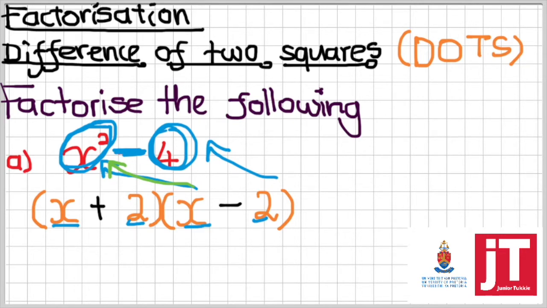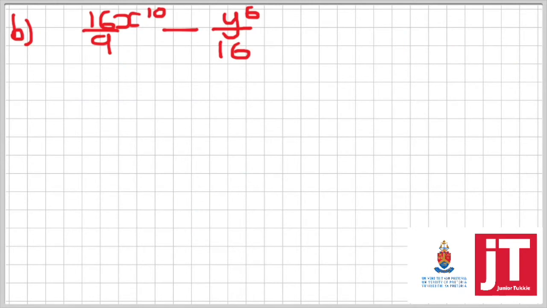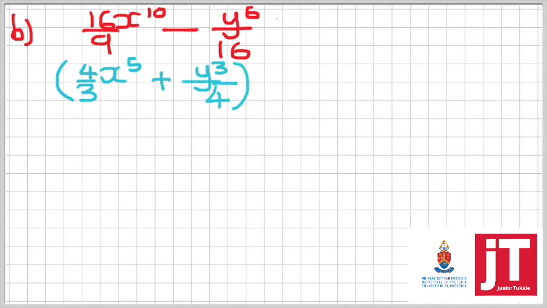We move on to the second question. We're going to apply the same steps that we took in part A. So we're going to have our first factor as 4 over 3 x to the power 5 plus y to the power 3 over 4. Then in the second factor we get 4 over 3 x to the power 5 minus y to the power 3 over 4 as well. Same concept, same steps.